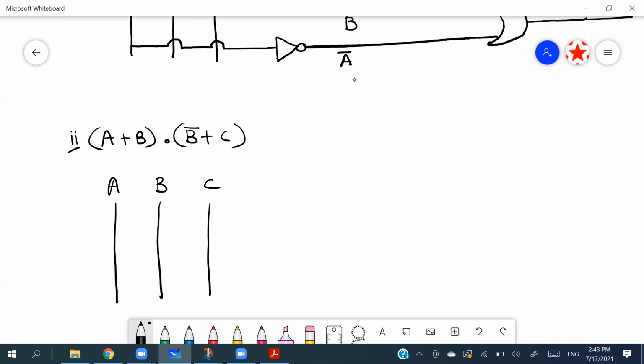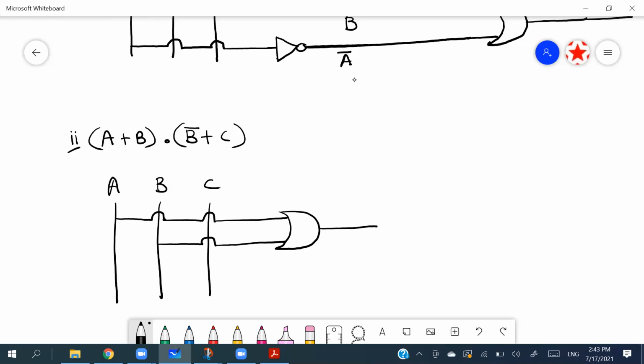If you find one inside another, you have to give the priority to the most inner bracket first, then come out accordingly, right? So A plus B, that's one bracket, dot B bar plus C, that is the other bracket. So you can go for any bracket first since they are on the same level, right? So first I'm going to the A plus B one, which is easy for me to create. So I'm taking a line from A and a line from B, and I'm putting these over an OR gate.